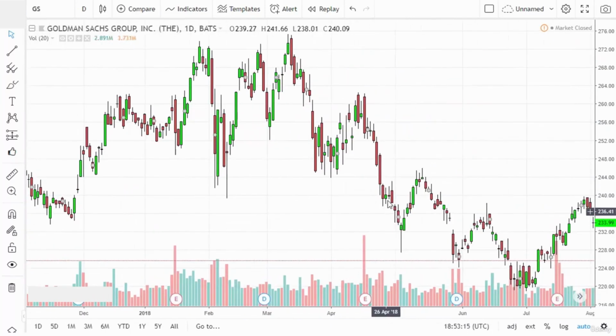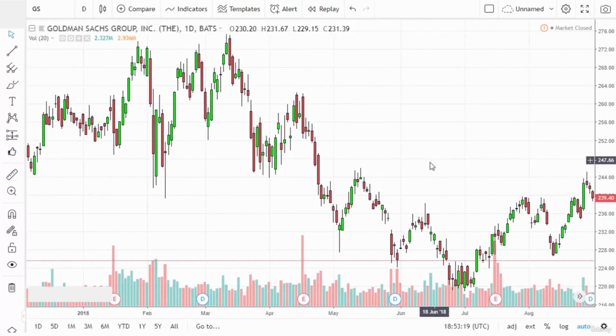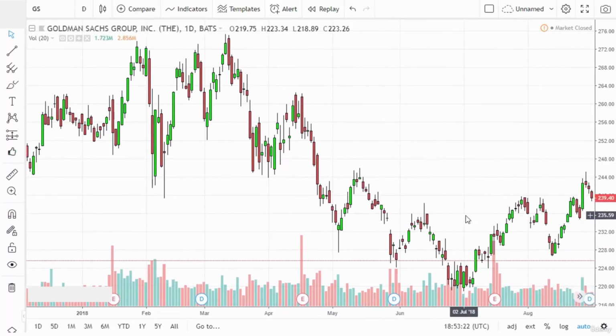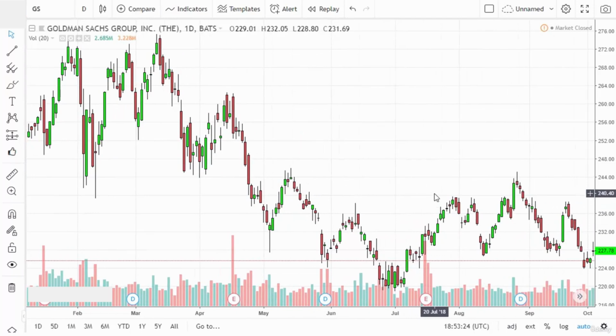Shooting star here after a nice bounce from a hammer, right at previous support. Excellent sell signal. Shooting star here at a gap, which should offer resistance. Excellent sell signal. This shooting star at this previous support and resistance line again at 245 or so.